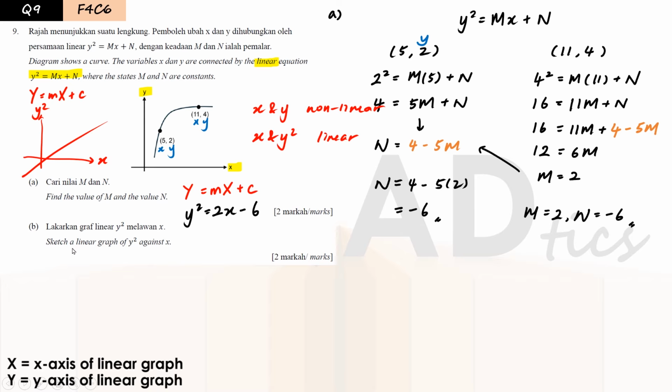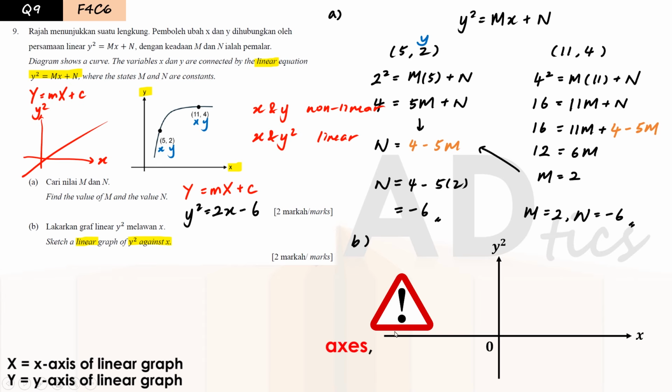For part B, we need to sketch a linear graph of y squared against x, which is basically the graph that we have drawn just now, which is this one. To draw the graph, make sure we label the axes correctly. For the new x-axis, we rename it as small x. For the new y-axis, we need to change it to y square. Do not write the old label, which is y. We need to change it to y square because we are drawing the linear graph. Once we have labeled the axes correctly, then we can draw out this straight line.